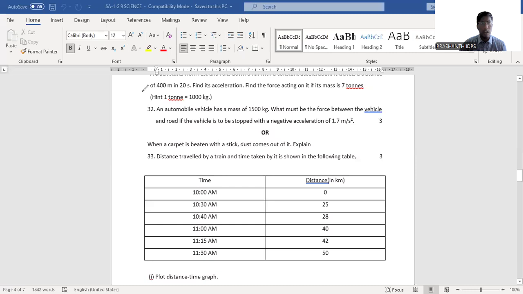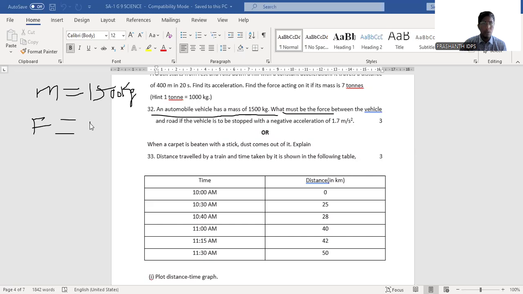32nd is also a physics question. An automobile vehicle has mass 1500 kg. Very simple question. Mass is equal to how much? Given value. First you should write the given value. So mass 1500 kg. What must be the force? So he's asking what is the force? We need to find the force between the vehicle and road.